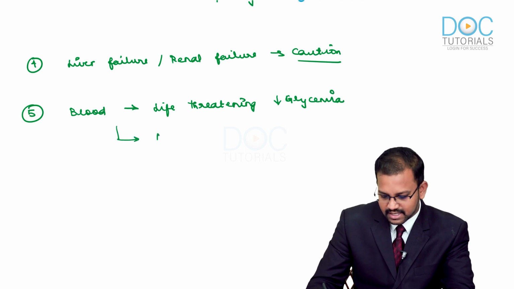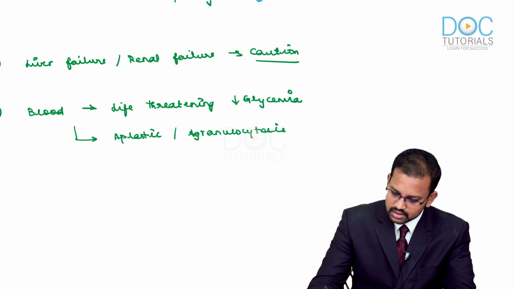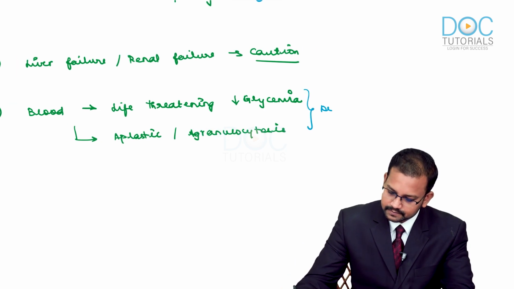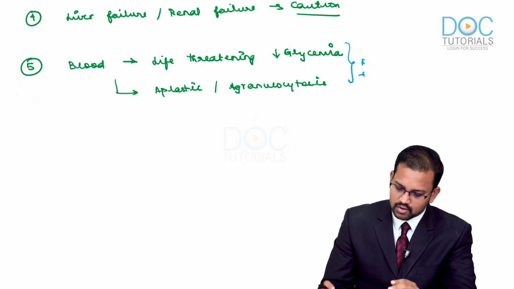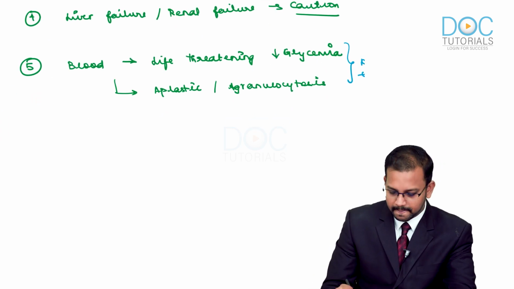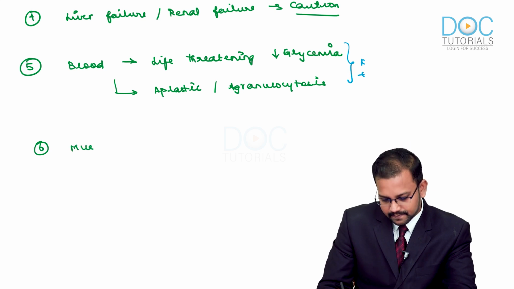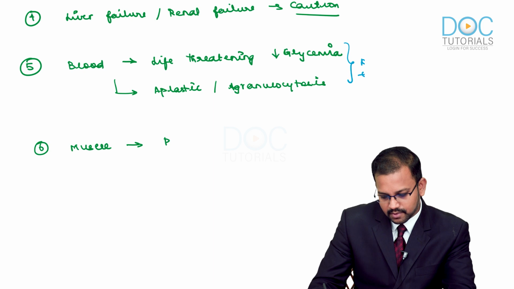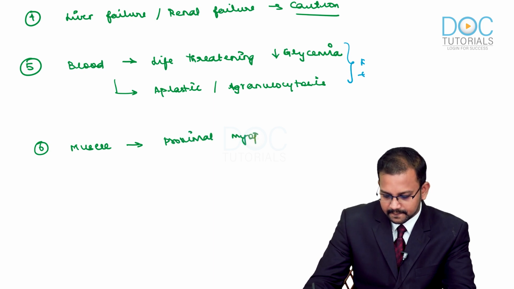Also, some patients might develop aplastic anemia or agranulocytosis. Again, this also warrants discontinuation of therapy. For all the other conditions, there is no necessity for discontinuation of therapy, except for all these areas which we are explaining right now. Blood, muscle and skin. Muscles. In muscles, it might produce proximal myopathy and also neuropathy.